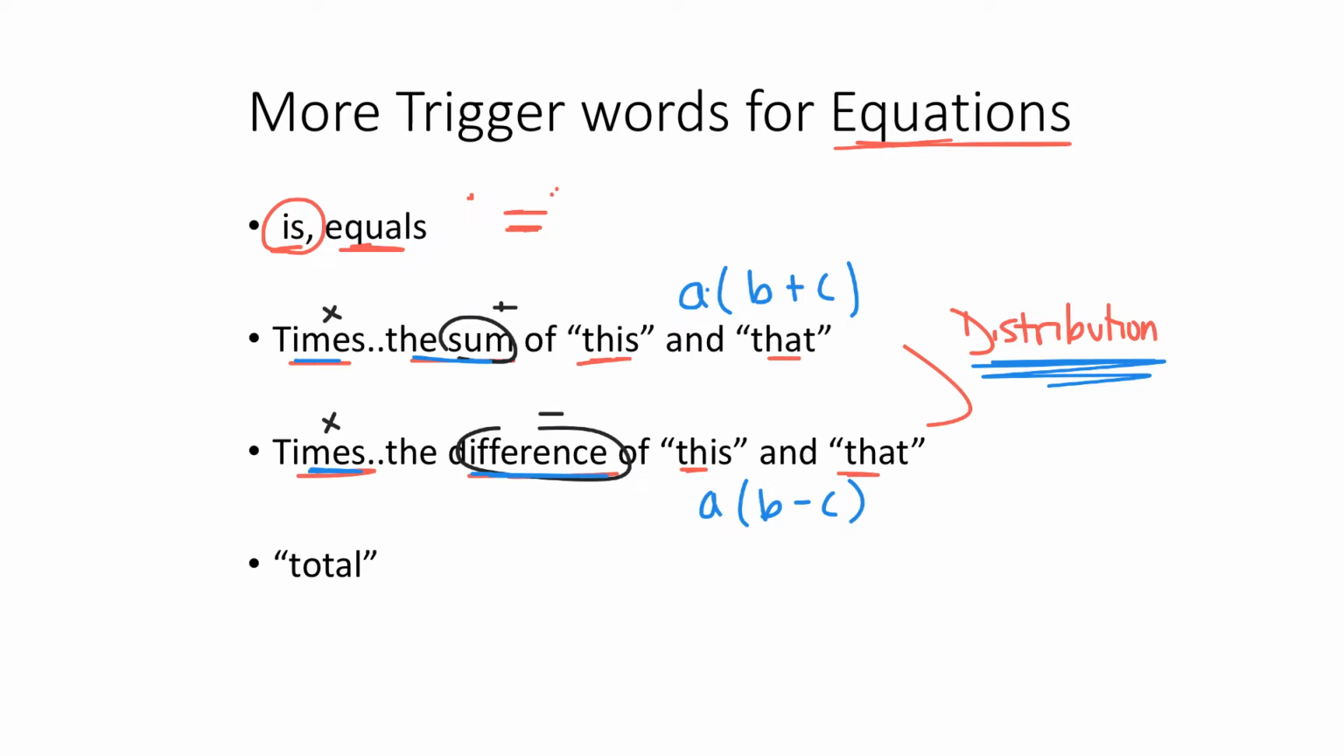And the last one is, if you ever see the word total, or working through things that are total, that means that you're going to be using some form of addition to add a bunch of terms together. So when we see total, we're going to do the addition of terms. So we'll look at a couple of examples of how we specifically use some of these trigger words to create and then solve our equations.